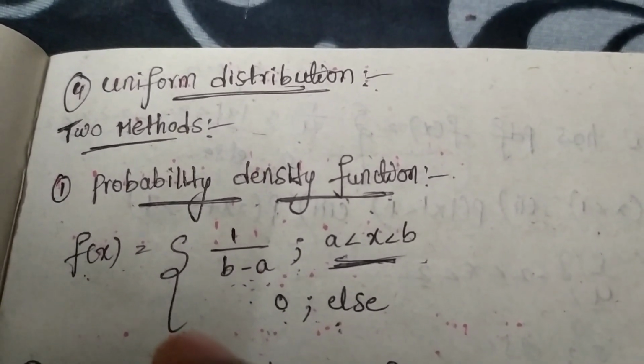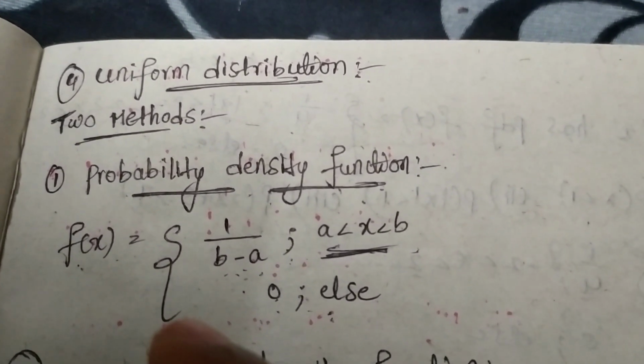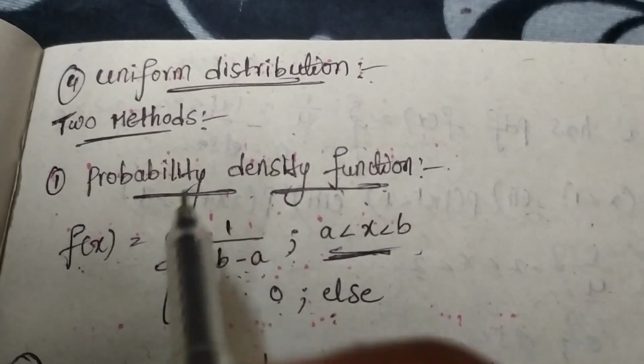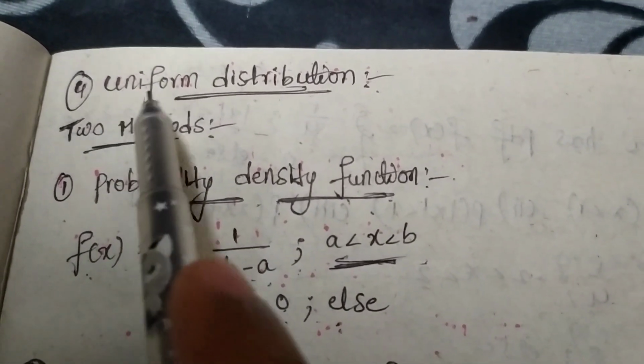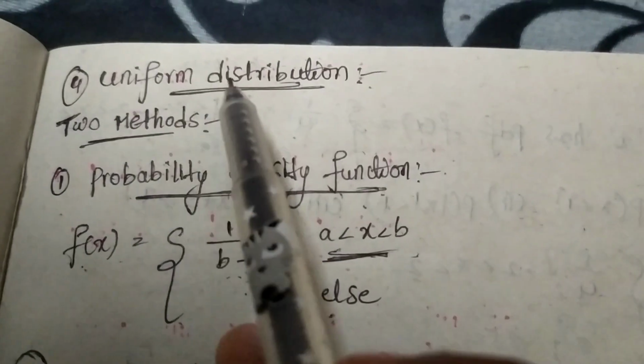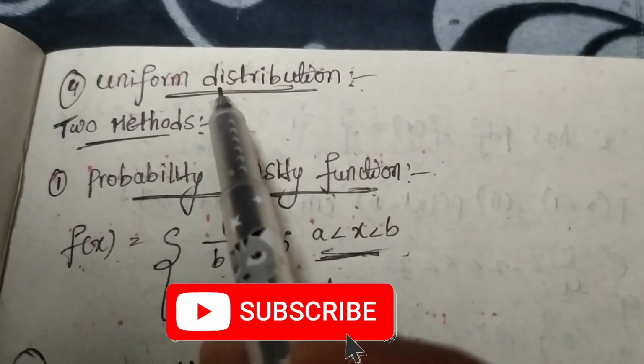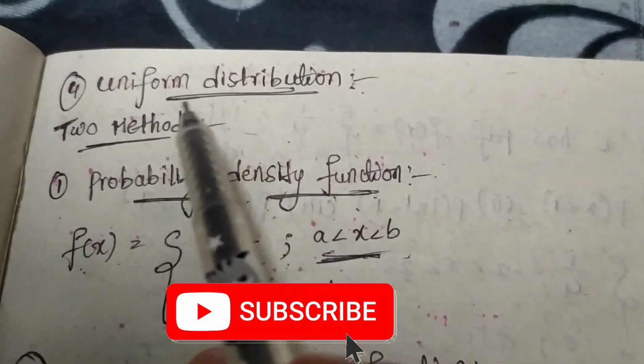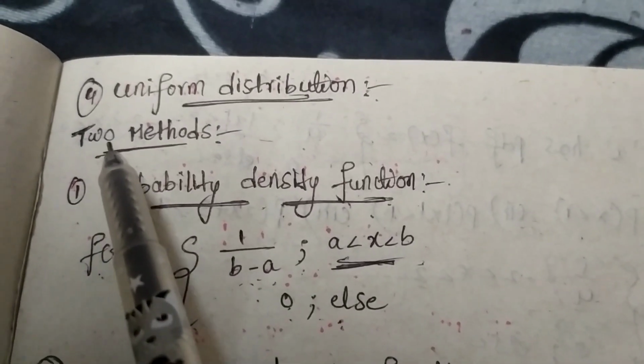In the previous video we discussed normal distribution. In this video we will discuss the fourth concept of unit 2, that is uniform distribution. To solve the problems of uniform distribution, we have to know about two methods.